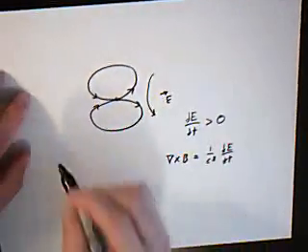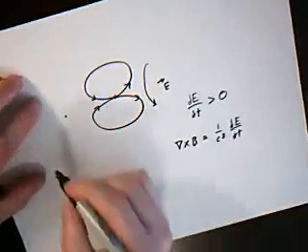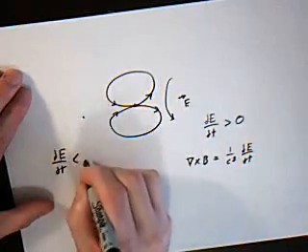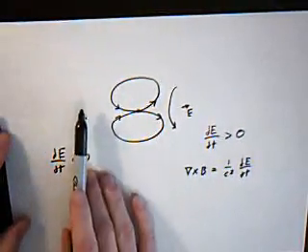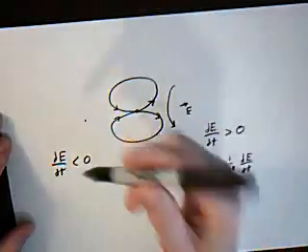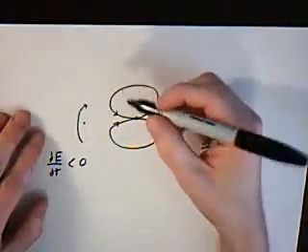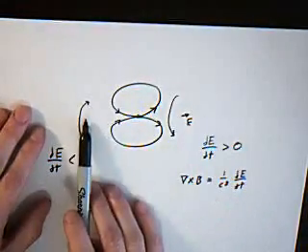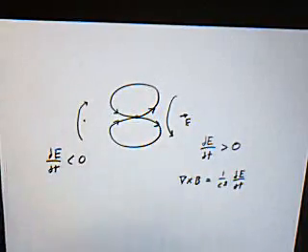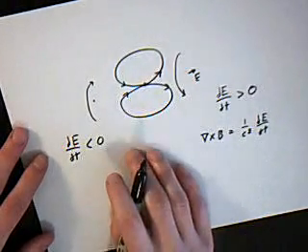But on the trailing side of the dipole, the electric field is getting weaker. So on this side, dE dt is less than 0. It's getting weaker, and so we have a curl around in the opposite direction. And so it shifts between curling the magnetic field going around on the leading side and curling around the other way on the trailing side.